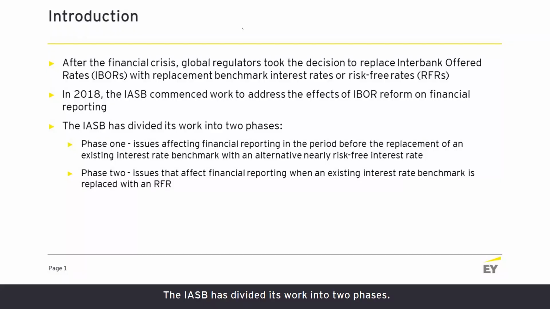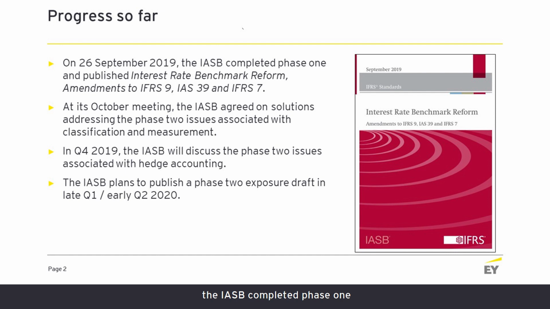The IASB has divided its work into two phases. Phase 1 to address issues affecting financial reporting in the period before the replacement of an existing interest rate benchmark with an RFR. And Phase 2 to focus on issues that affect financial reporting when an existing interest rate benchmark is replaced with an RFR. On the 26th of September 2019, the IASB completed Phase 1 with the publication of Interest Rate Benchmark Reform amendments to IFRS 9, IAS 39 and IFRS 7.